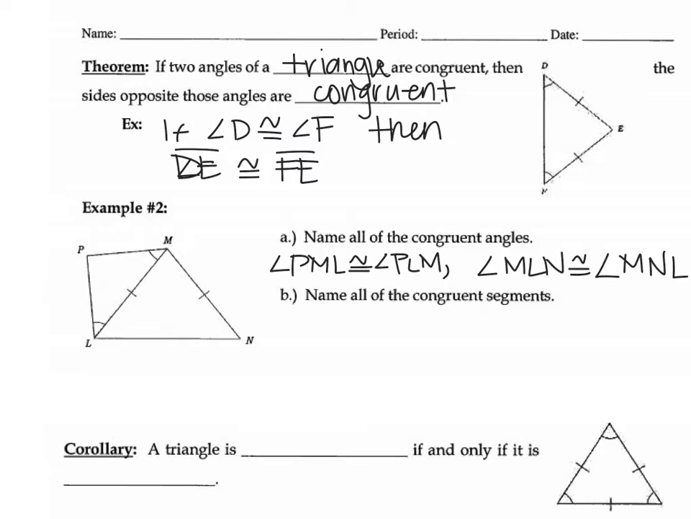We also want to name all of the congruent segments. We're given two segments congruent already. We know that ML is congruent to MN. And then in triangle MPL, by the theorem we just talked about, since the angles PML and PLM are congruent, the sides opposite are congruent as well. So then we also know that PM is congruent to PL. And those are the only angles and segments we know for sure to be congruent.